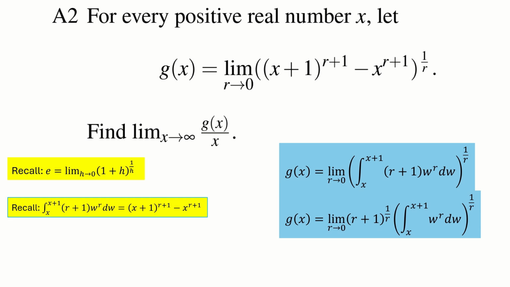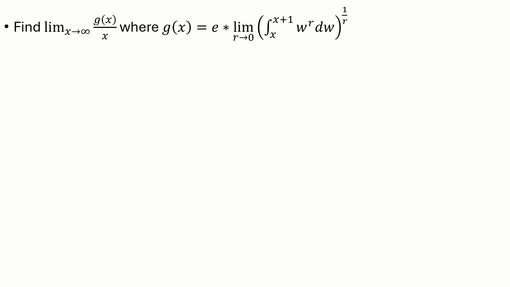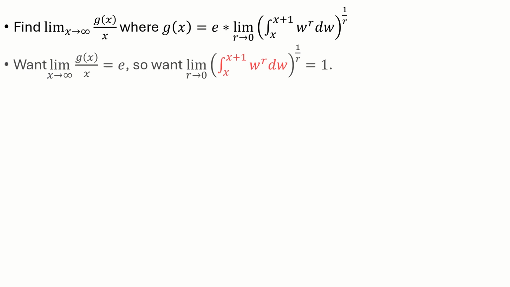What do you notice in this new expression? Well, using the product rule for limits, we see that we can pull an e out of the expression to get the following for g of x. With this new expression for g, let's go back to what our problem is really asking us to do. We want to find the limit as x goes to infinity of g of x over x. Our intuitive argument earlier tells us that we want this to equal e. We know it's currently a product of e and something else, so we want that something else to have a limit of 1.